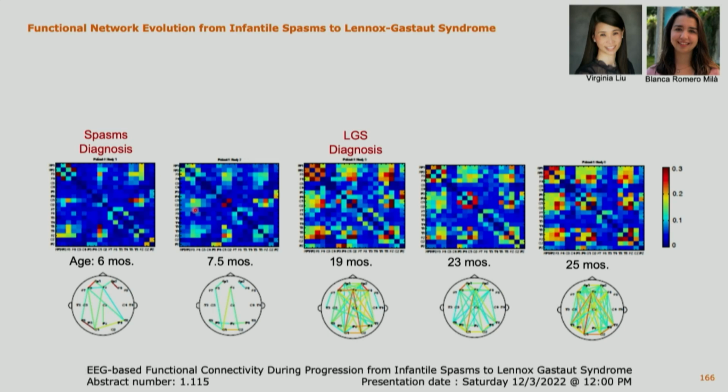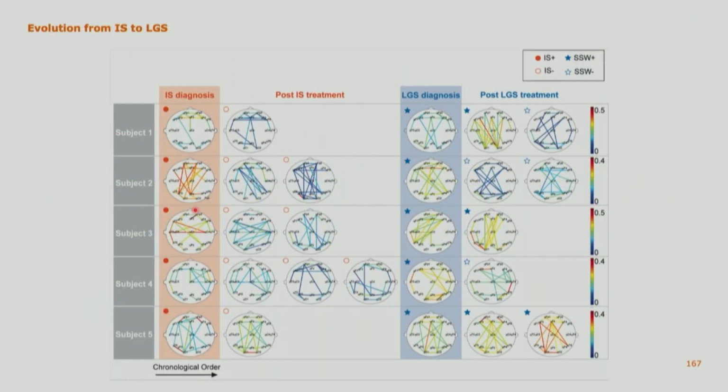So one of the things that we looked at was, well, what happens across the board? So this is a picture of the different networks that we see in kids at the time of spasms diagnosis in this orange color, and then also at the time of LGS diagnosis. One thing that I think is important to point out is that when kids get diagnosed with LGS and we start treating them more aggressively because of that, we can see that in those kids who are effectively treated for LGS, the strength of their functional networks decreases with successful treatment.